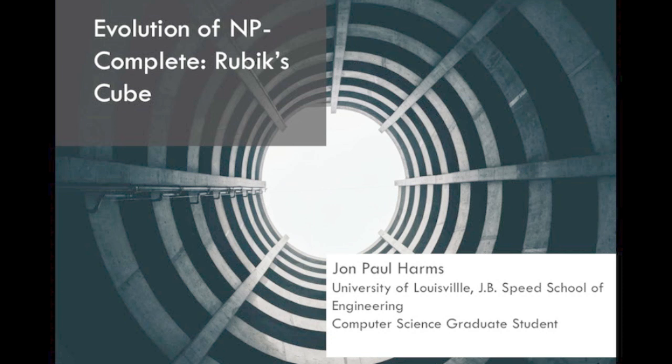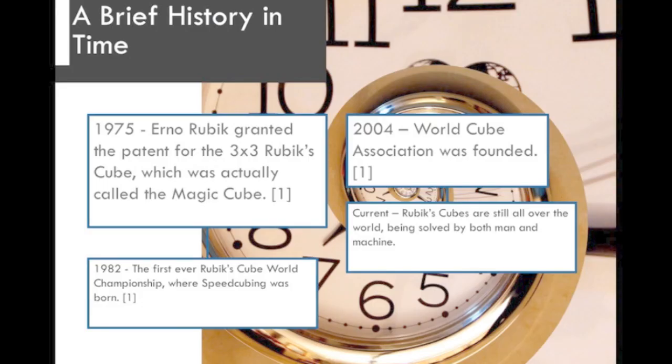Hello, my name is JP Harms, and I am a computer science graduate student at the University of Louisville in the JB Speed School of Engineering. This is my final research project presentation on the evolution of NP-complete problems studied formally in the Rubik's Cube puzzle. Let's jump right in. First off, I'm going to give a brief history and timeline of the Rubik's Cube.